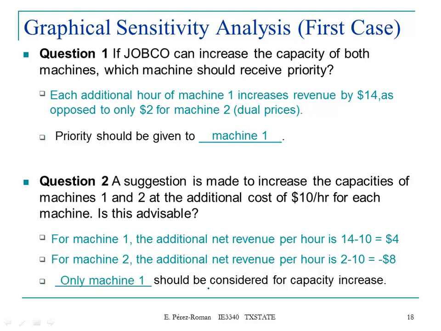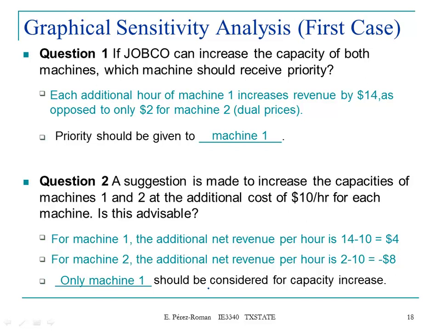So only machine 1 should be considered for capacity increase because it's the only one that is going to provide you with some revenue. That makes sense? So let me know when I can go to the next.